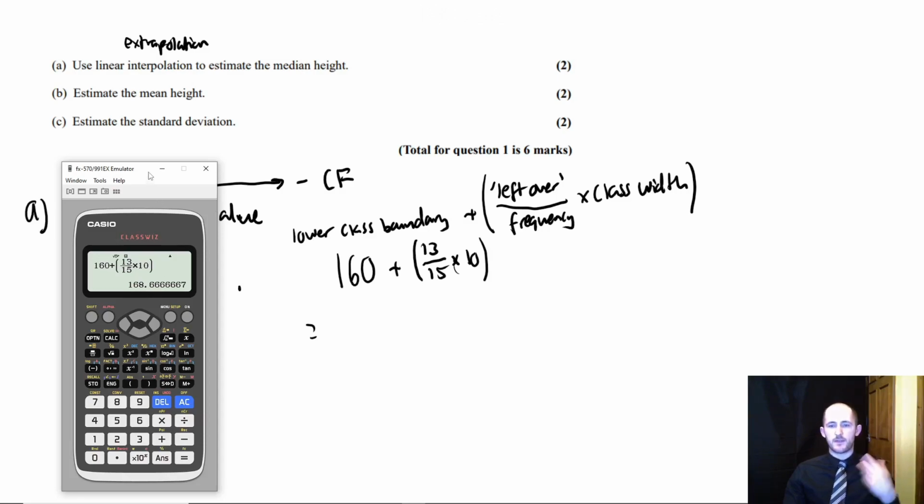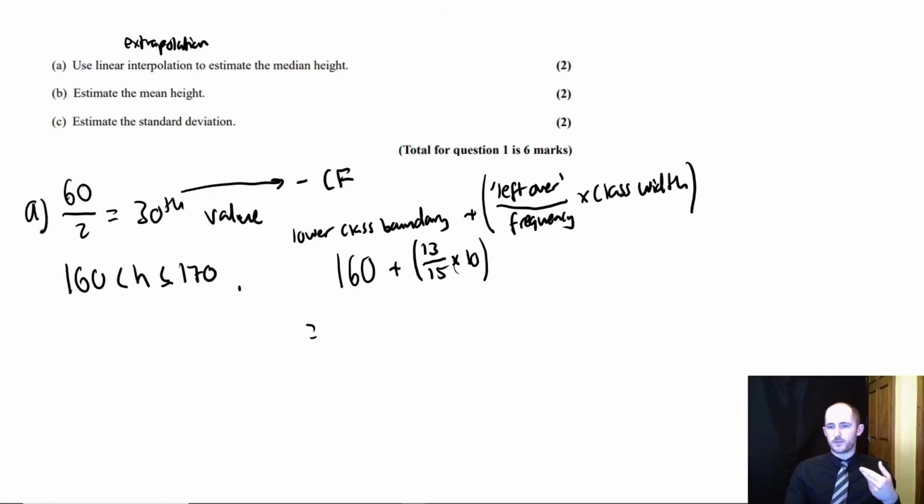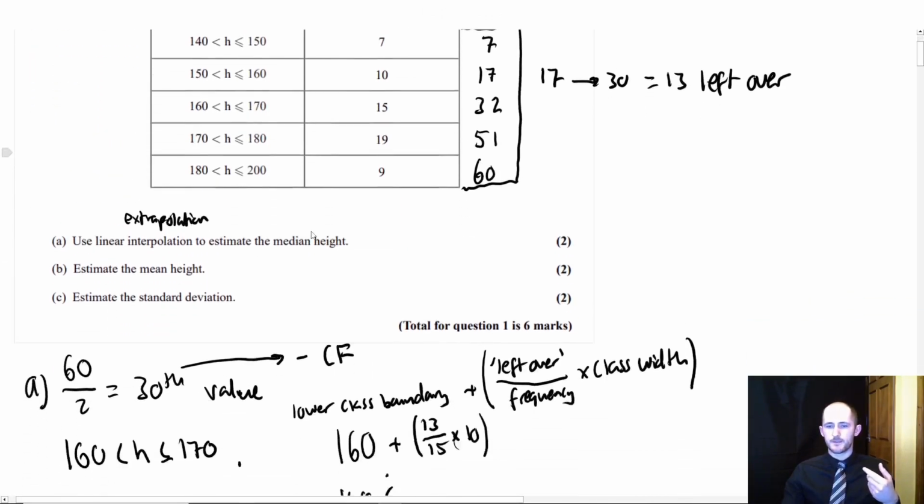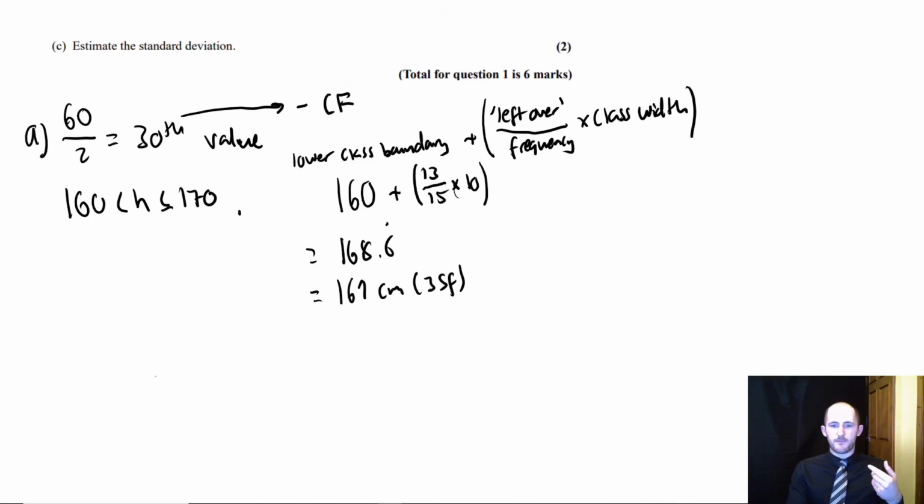168.6666666. So we're going to round that to 3 significant figures. First of all, I'm going to write 168.6 recurring. So that is equal to 169 centimeters to 3 significant figures. Again, remember to use your units. Okay, so what about an estimate for the mean?